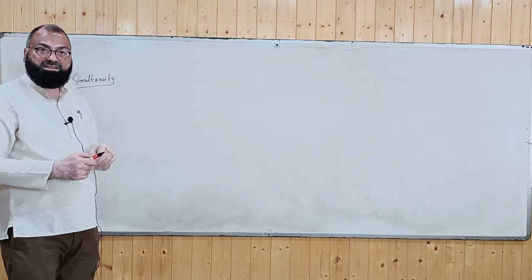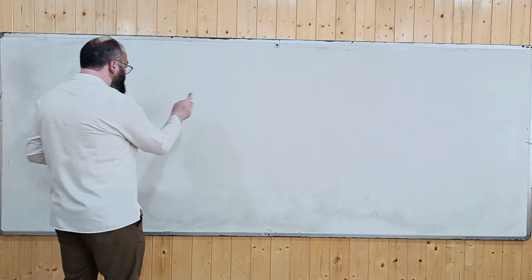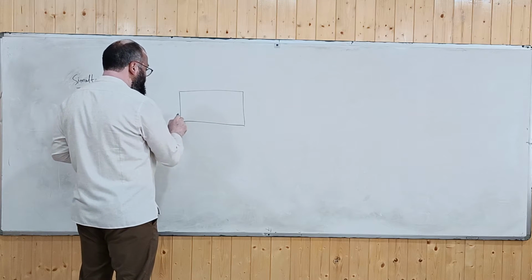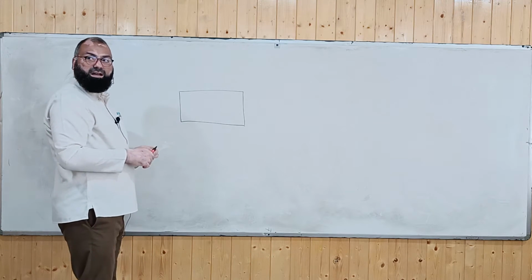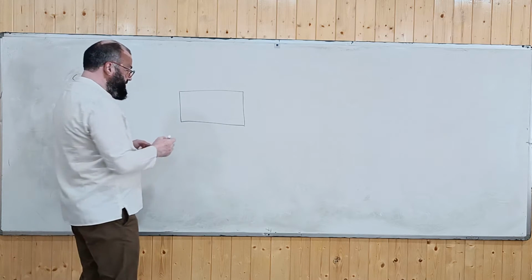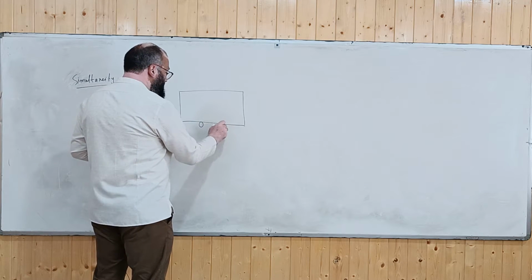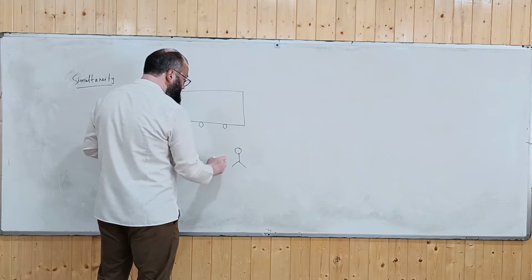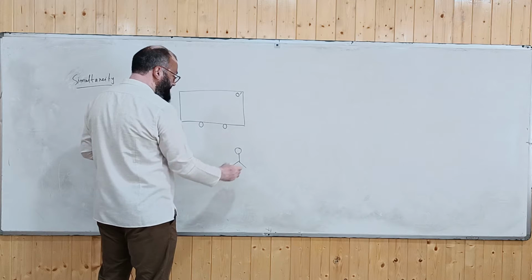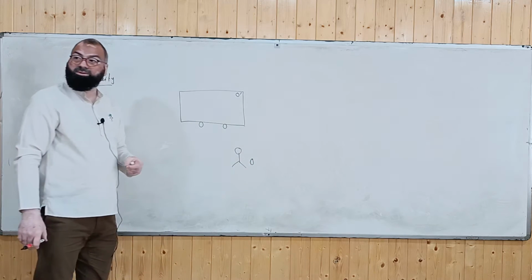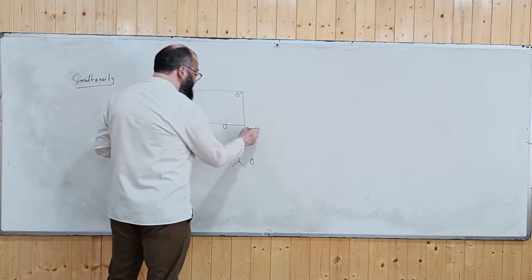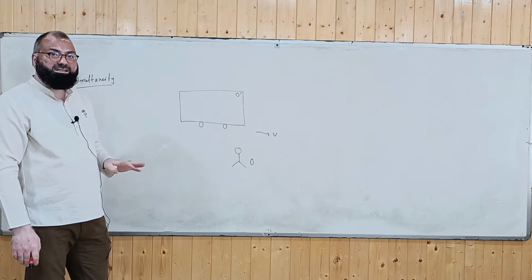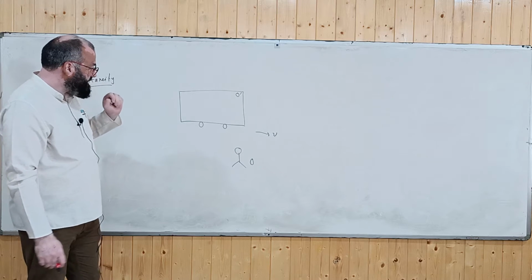So let's try to understand it in more detail. Suppose you have an observer in a rail car, and there is a clock attached to it. Think of a rail car which is moving with respect to some ground observer. Let's call this observer O prime, and you have an observer O here, and this observer O prime is moving with the velocity v. Clear? Okay, now let's look at this concept.